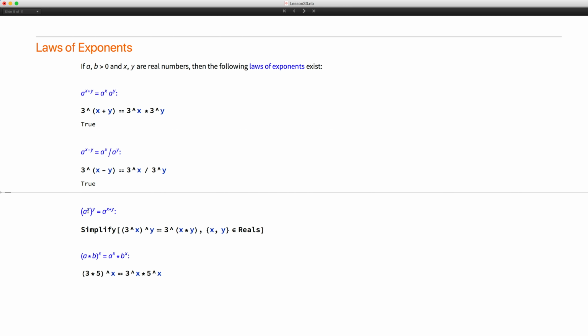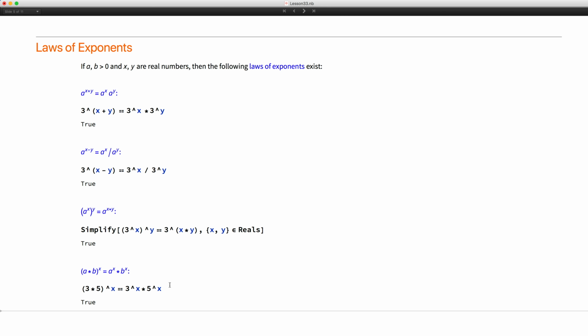And if you have a to the power x to the power y, then you simply multiply the exponents and you get a to the power x times y, like over here. And finally, if you have a times b to the power x, that's the same as a to the x times b to the x, like over here.